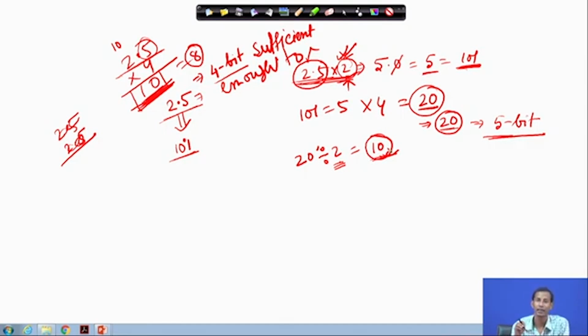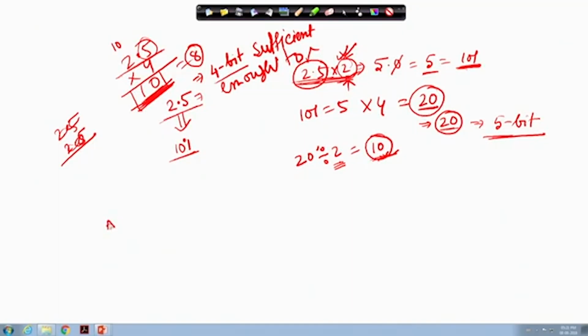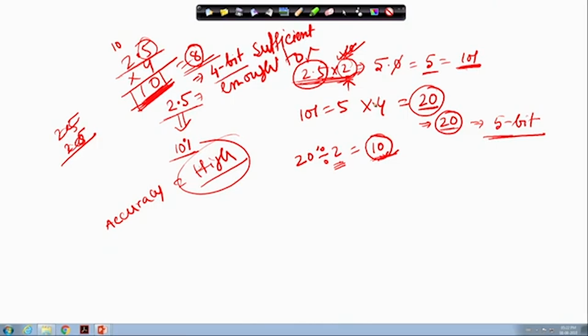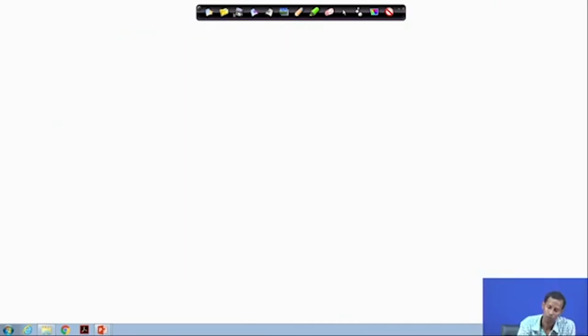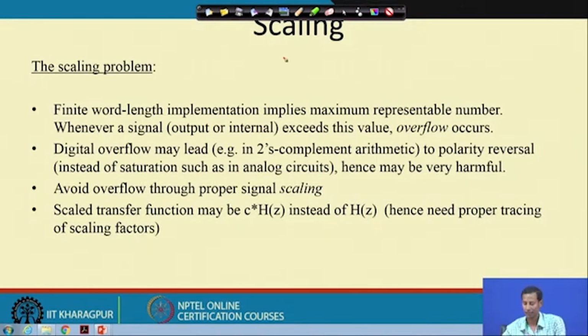So this is the technique we use. That means here the accuracy is high; I am not losing any accuracy, not introducing any error while doing the operation. So this is the scaling of the input variables, which happens in the arithmetic operation. Okay, so this is the scaling.